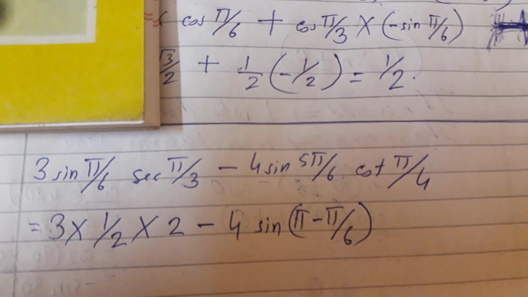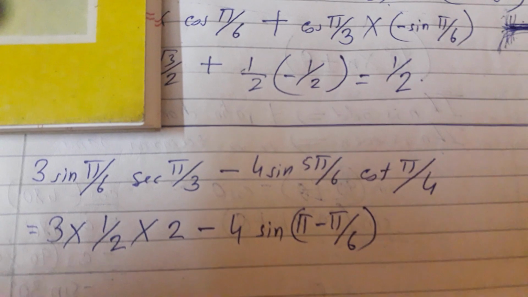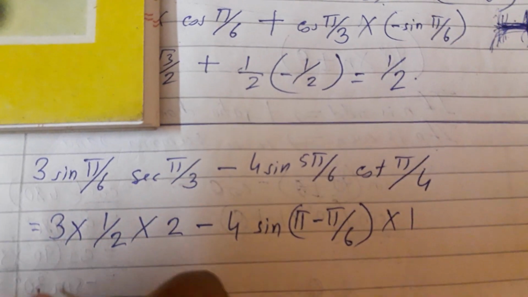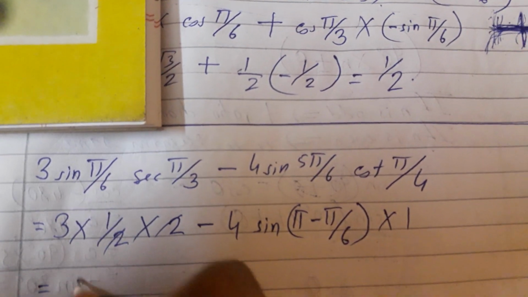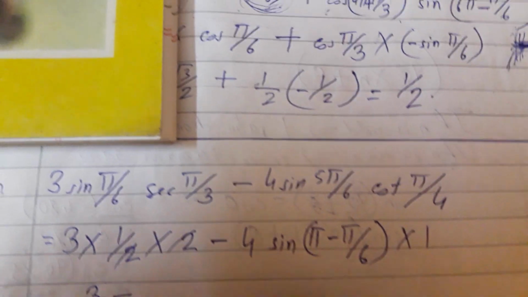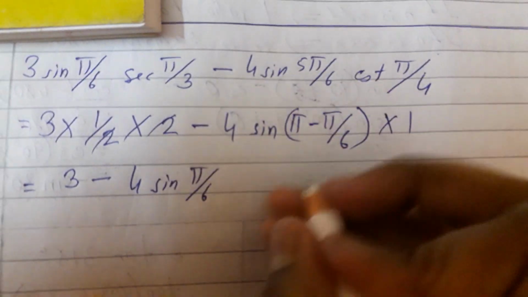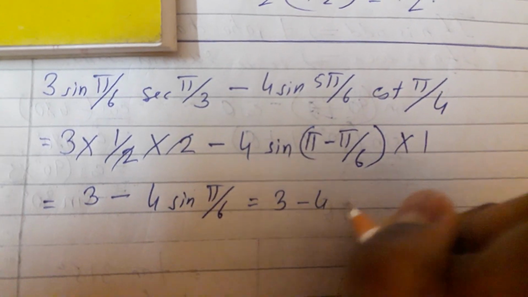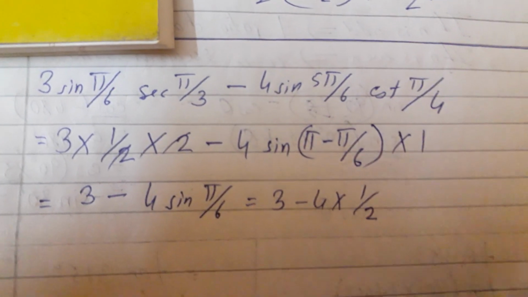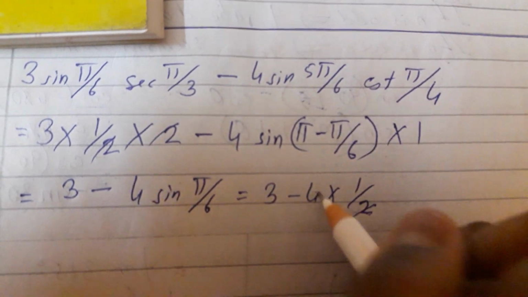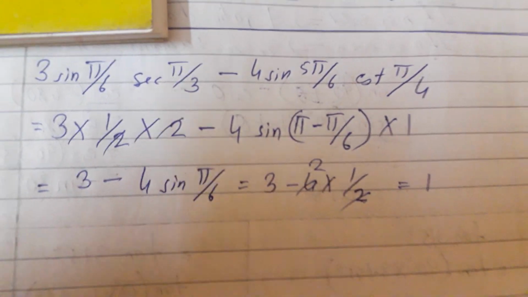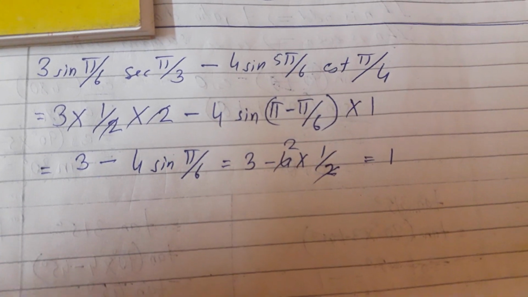Okay, now see, here is given cot pi by 4, that is cot 45 degree, the value will be 1. So 2 here cancel, 3 minus 4 sine pi by 6. So the answer will be 3 minus 4 into half. Here this will cancel, that is the answer will be 1. See, in this way you have to solve.